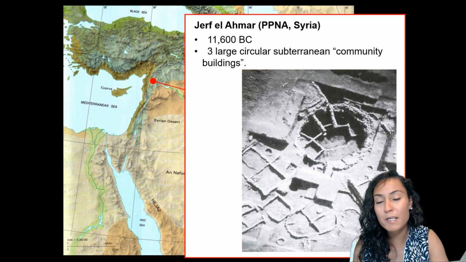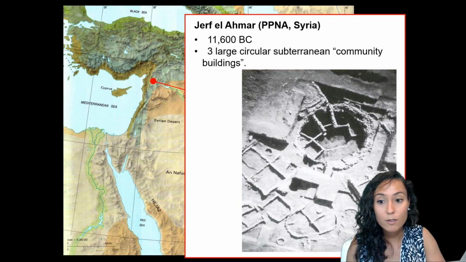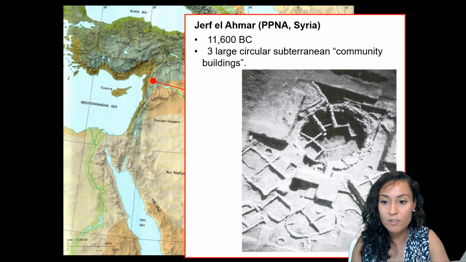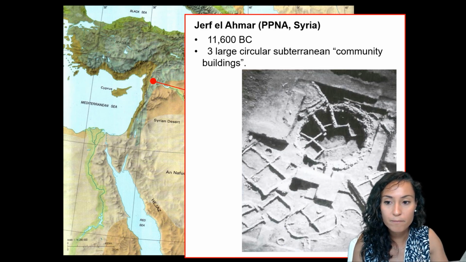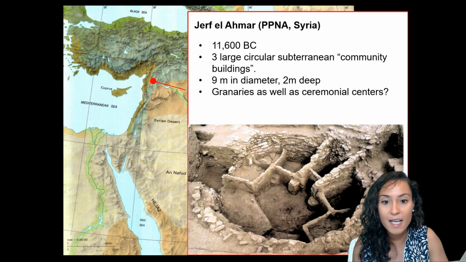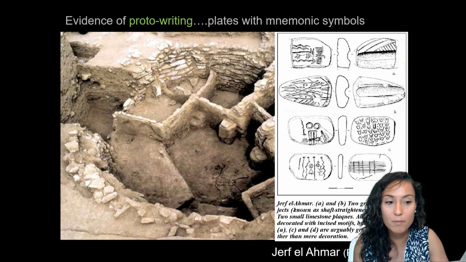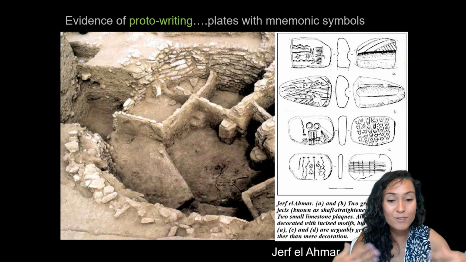One other example of a Pre-Pottery Neolithic site with evidence of sedentism, domestication, and ceremonial cults is the Jerf el Ahmar site, located in northern Syria. This site dates to about 11,600 years ago and contained 40 well-preserved houses, 3 of which had large subterranean structures like what you see depicted behind me. These structures were 9 meters in diameter and 2 meters deep, and probably served as both storehouses for grain and as ceremonial community centers. Archaeologists also found small terracotta plaquettes decorated with mnemonic symbols, suggesting that at Jerf el Ahmar we have the first evidence of an early writing system emerging in direct association with record keeping associated with surplus.